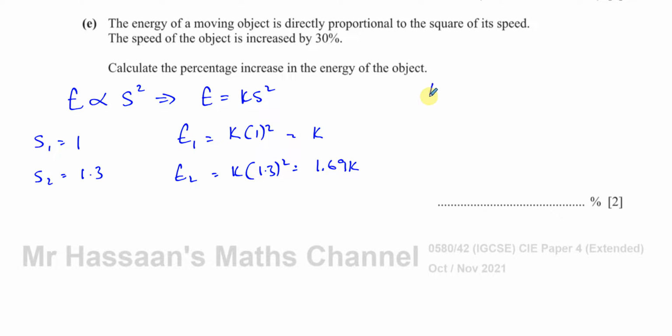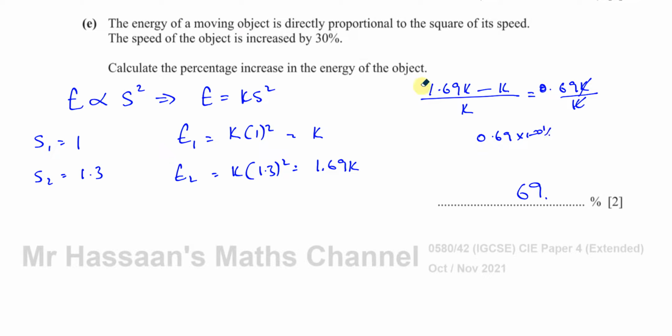Well, it's the difference between them, which is 1.69k minus k, over the original, which is k. So you're going to end up with 0.69k over k, which is 0.69, and you want that to be turned into a percentage. So it's 0.69 times 100%, which gives you 69%.